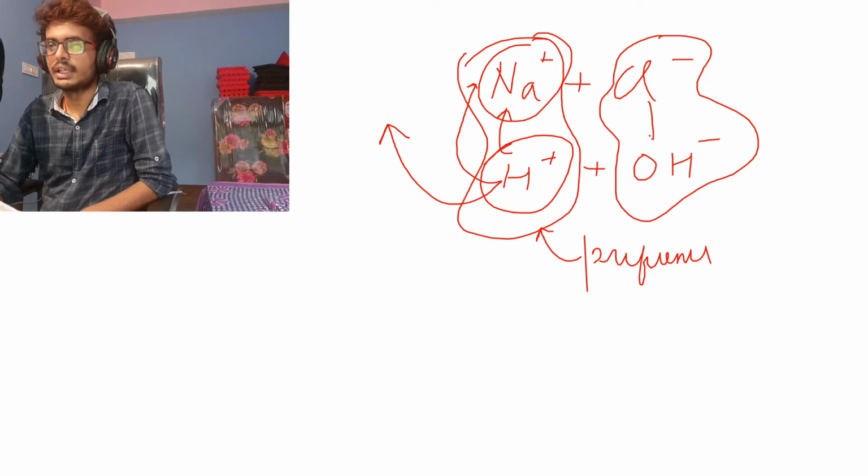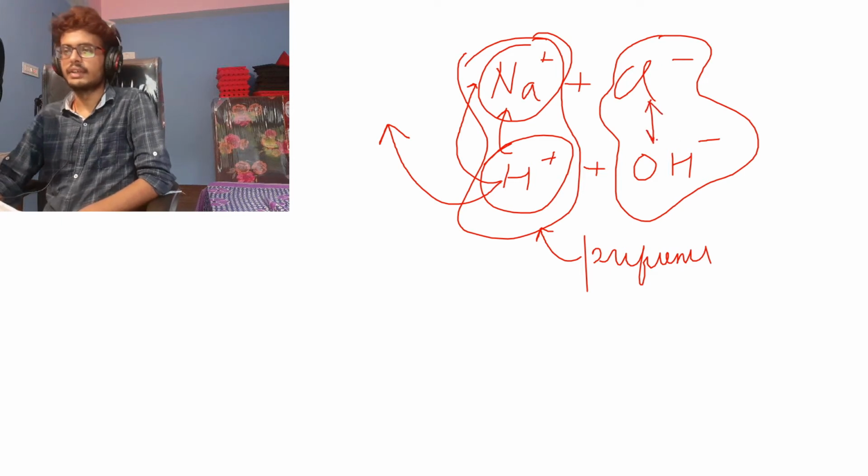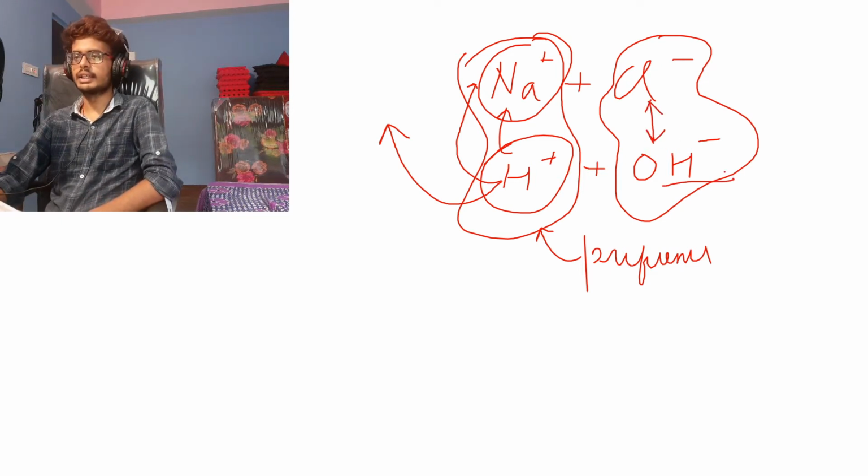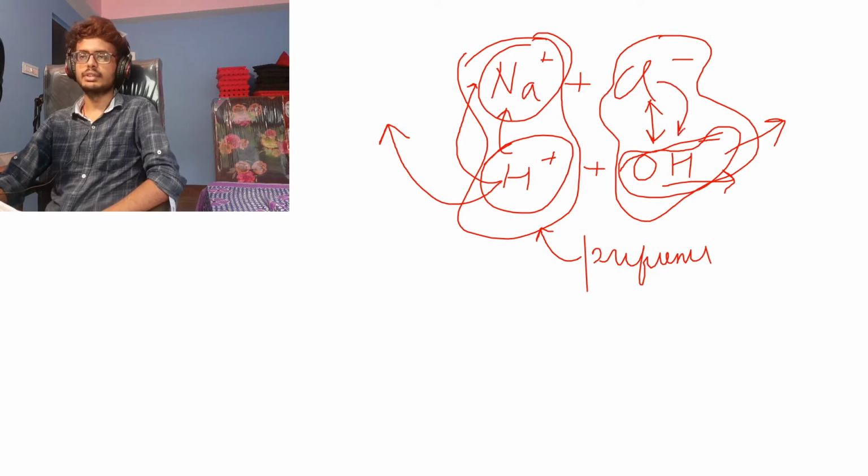And chloride and hydroxide ions are here. Hydroxide ions are located at the bottom of the series, so these are the most easily dischargeable ions. They can discharge the easiest. So OH minus gets discharged at one of the electrodes, while chlorine stays in the solution, right?